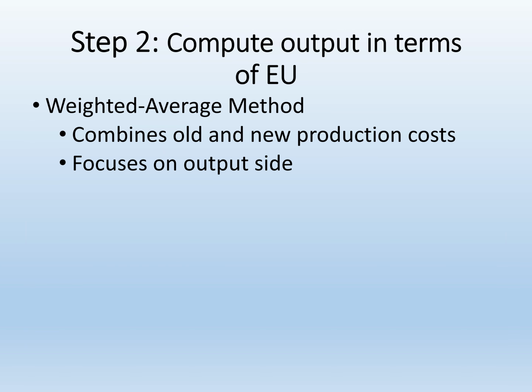Step 2 of our 4-step procedure to understand the flow of costs in a process costing department is to compute the output in terms of equivalent units. One of the things that makes the weighted average method easier than the FIFO method is that it combines old and new production costs. Therefore, we only have to focus on the output side to compute equivalent units.